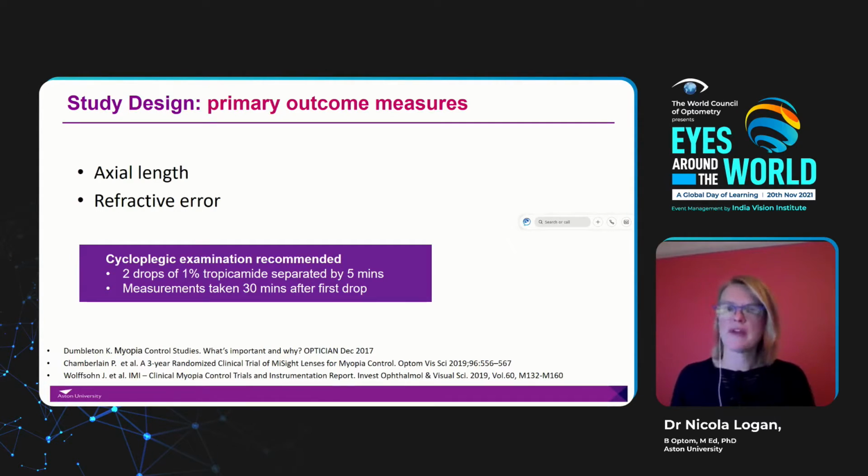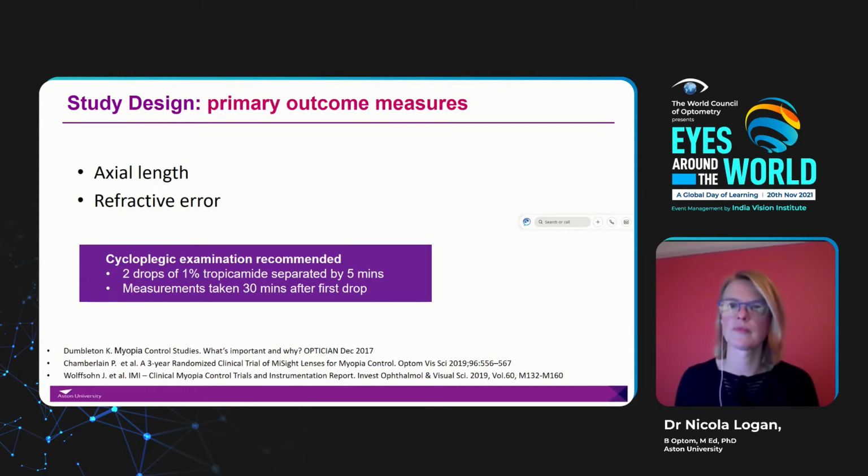And for refractive error, it's really recommended to measure it under cycloplegic conditions. And again, from the International Myopia Institute, the consensus is two drops of 1% tropicamide separated by 5 minutes should give us enough depth of cycloplegia.